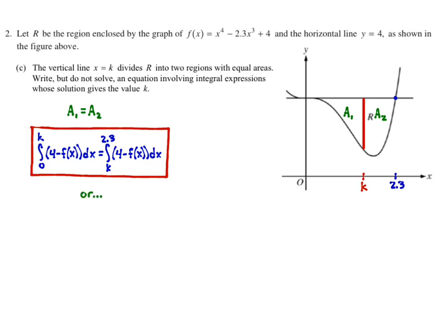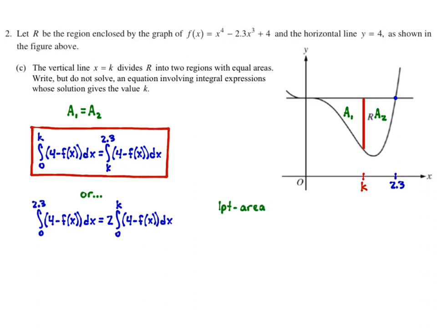Another way could have been to look at the area of the whole thing. The area of the whole thing is the integral from 0 to 2.3 of 4 minus f of x dx. What is that equivalent to? That would be equivalent to two of these areas, it doesn't matter which one. So we could say it equals 2 times the integral from 0 to k of 4 minus f of x dx. That's another option. Or you could have set it equal to 2 times the integral from k to 2.3 of 4 minus f of x dx. There are a lot of different options here.